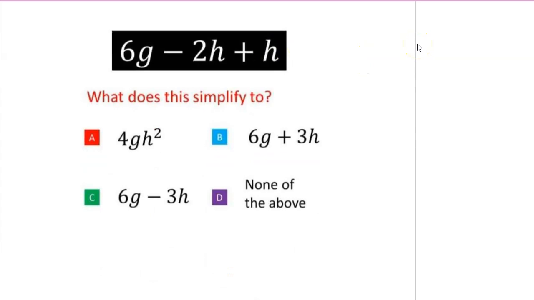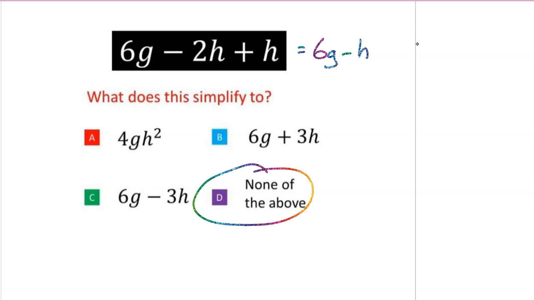This one here, we can simplify it. The 6g doesn't have any other g's to simplify. But if I have negative 2 h's, and then I get positive 1h, so negative 2 plus 1, well, that would get me to negative 1. So my answer is going to be 6g minus 1h. Of course, we don't usually write the 1 in front of the h. So again here, the answer is none of the above.